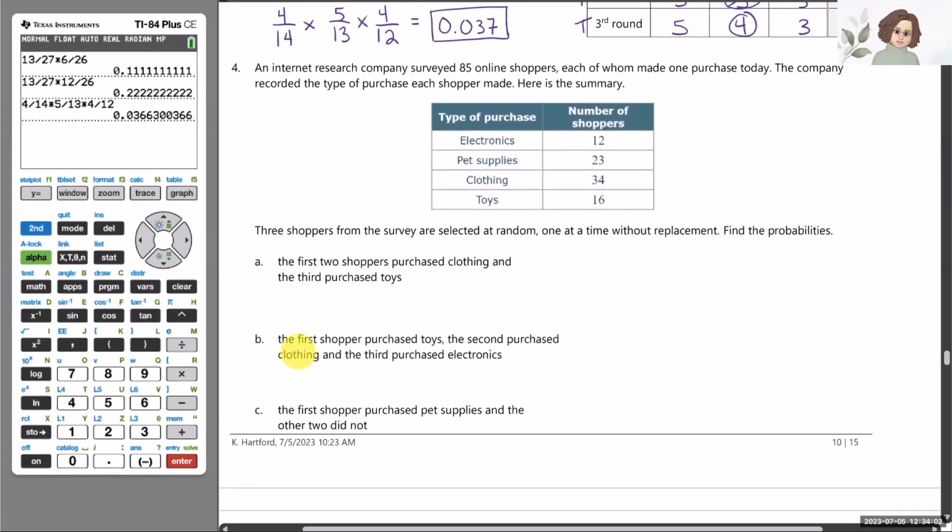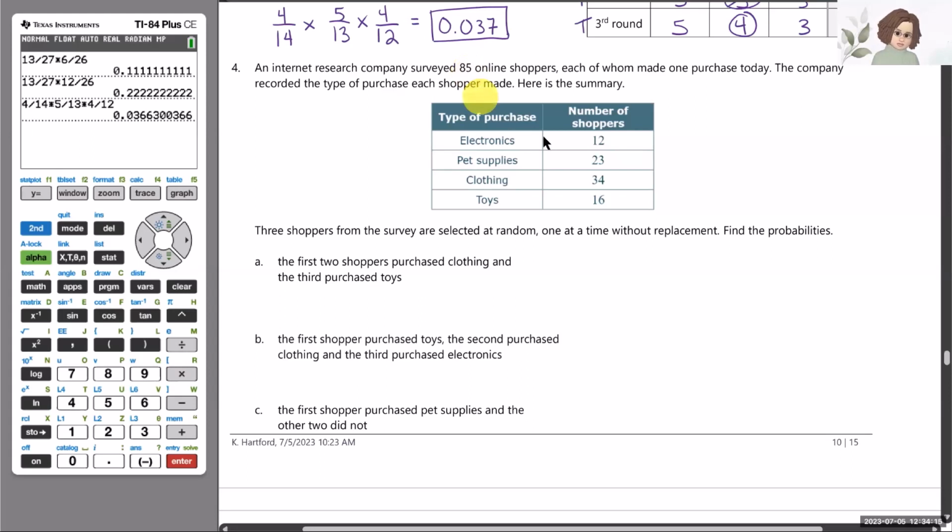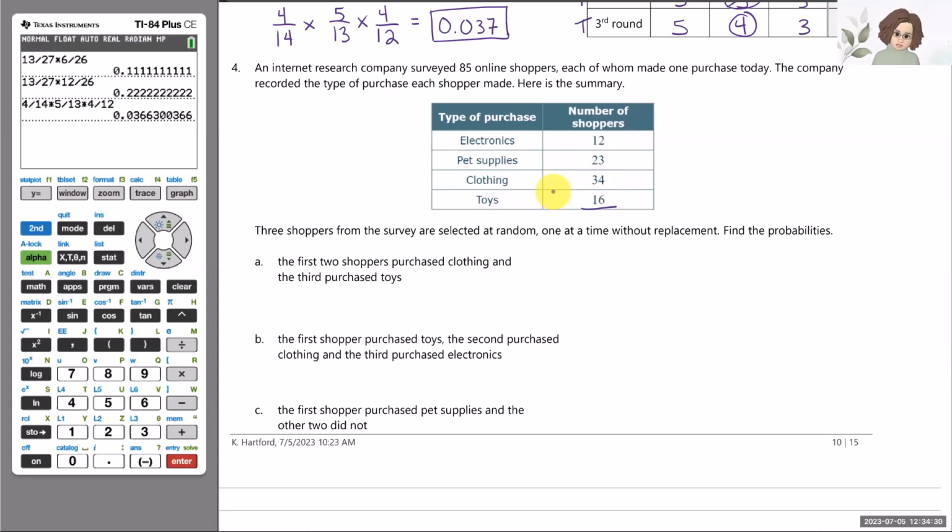So we have an internet research company that surveyed 85 online shoppers, each of whom made 1 purchase today. And the company recorded the type of purchase each shopper made. And here is our summary. All right, so first, I want to figure out in total how many shoppers there are. So if we add the number of shoppers for each type of purchase there, that will be 85. At the bottom here, I'm just going to write N is 85 total.